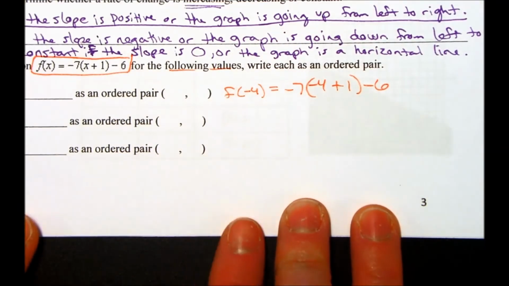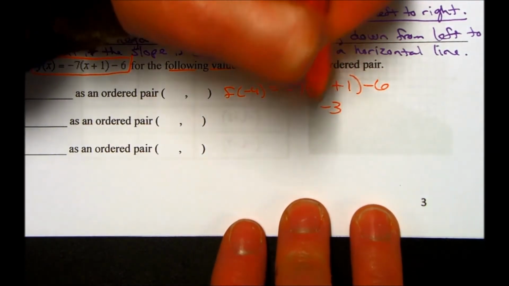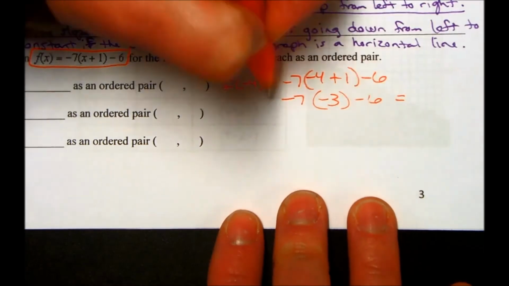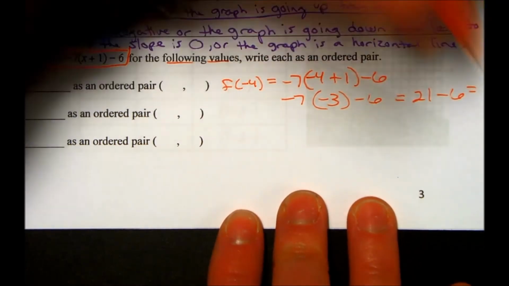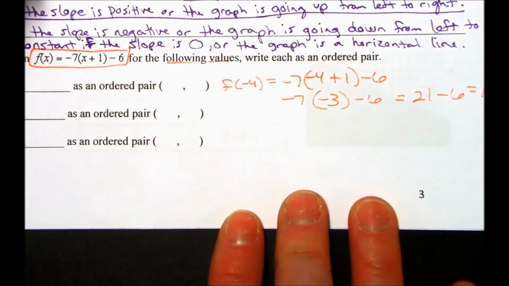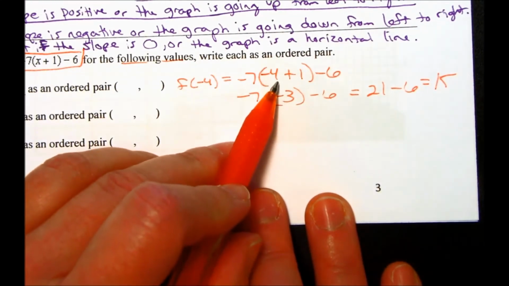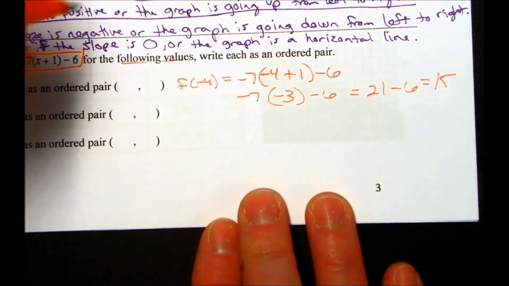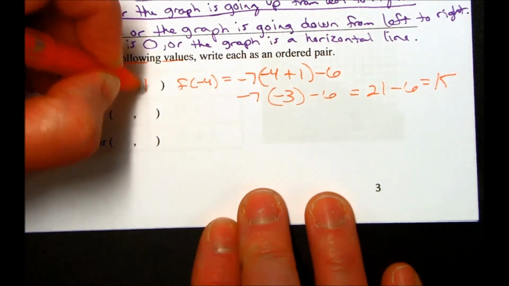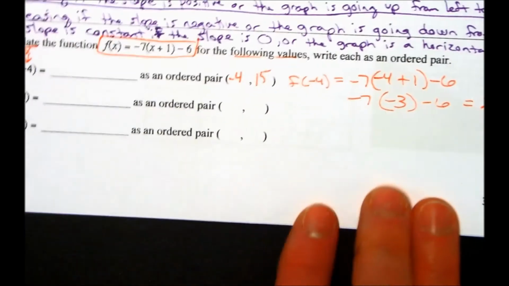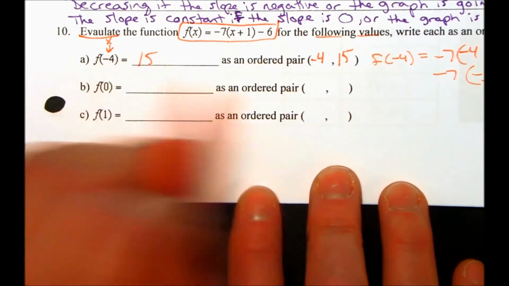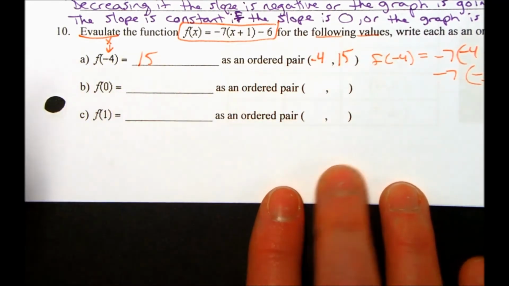And then it's just a matter of simplifying. -4 plus 1 is -3, times -7 will be 21. So it'll be a positive 21 minus 6, which will equal 15. Okay, so we substituted -4 for x, we added, we got -3, multiplied, we get 21, minus 6 is 15. So as an ordered pair, it's going to be -4, positive 15. And over here, f of -4 equals 15. So we can write it in function notation or write it as an ordered pair, or both if they ask you to do both. Okay, I'm going to switch out my colors for the next one.